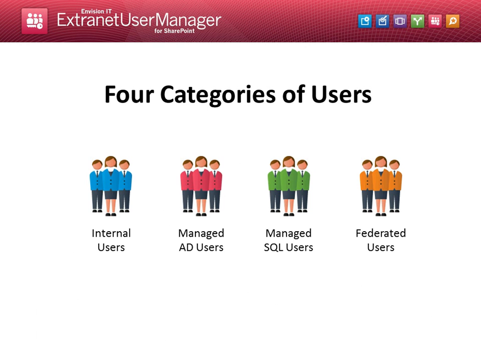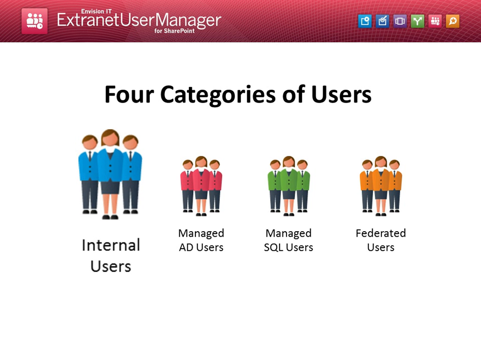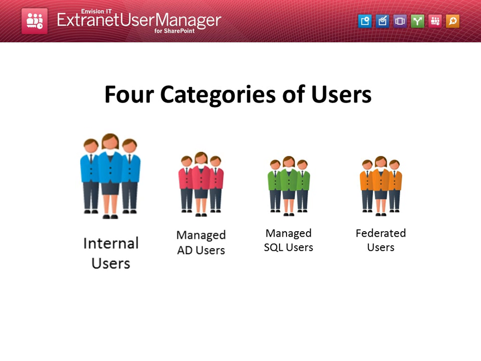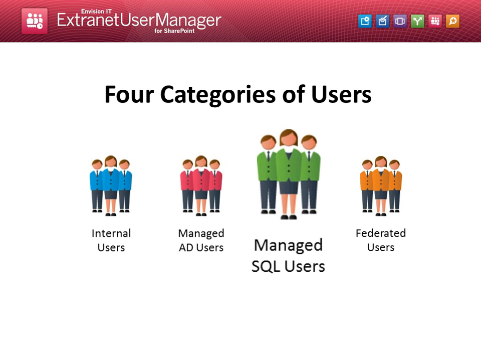Let's start with an overview of the four categories of users that we have coming into our extranet implementation. First, on the left, we have our internal users. These are people that work for your organization, are typically inside of your corporate Active Directory. Next, we have what we call our managed AD users. These are people outside of your organization who you manage accounts for, and you keep them also in an Active Directory. Alternatively, we have a similar set of users we call our managed SQL users, again managed by your organization, people that belong outside of your organization, but instead their credentials are actually stored in a SQL Server database.